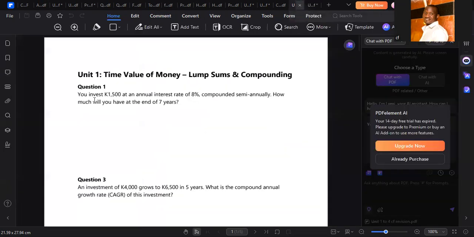So let's look at this question here. You invest 1,500 at an annual interest rate of 8% compounded semi-annually. How much will you have at the end of 7 years? This came in the previous test.